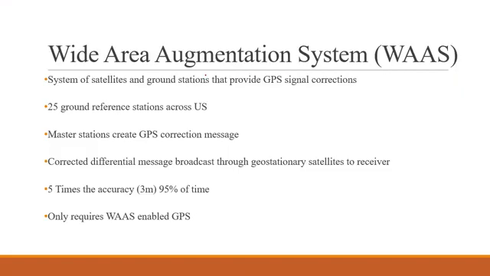The Wide Area Augmentation System is developed by the Federal Aviation Administration. It is a system of satellites and ground stations that provide GPS signal corrections. There are 25 ground reference stations across the US. Master stations create the GPS correction message, and the corrected differential message is broadcast through a geostationary satellite to the receiver, with five times better accuracy, 95% of the time, and on request, a WAAS-enabled GPS. What is the Wide Area Augmentation System?